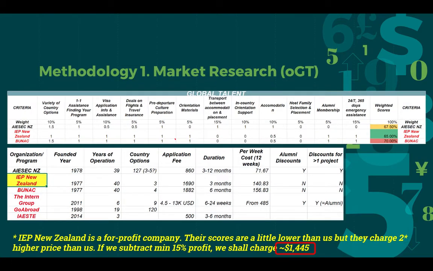For OGT, we compare with IEP New Zealand. Again, this is a for-profit company, and so we subtract the 15% profit and came to the conclusion that we need to charge at least $1,445 for OGT. So that's the market research model.